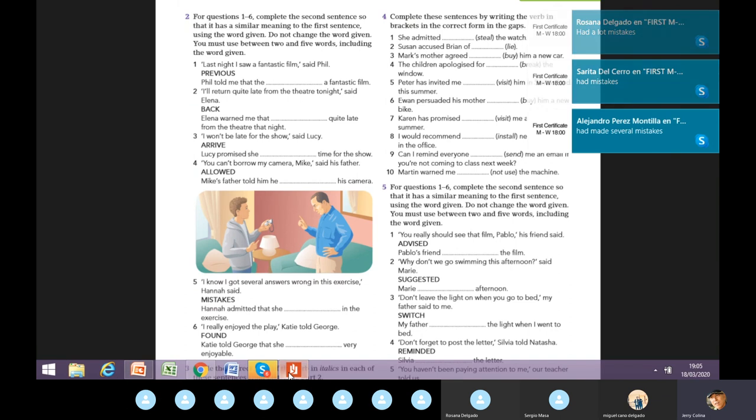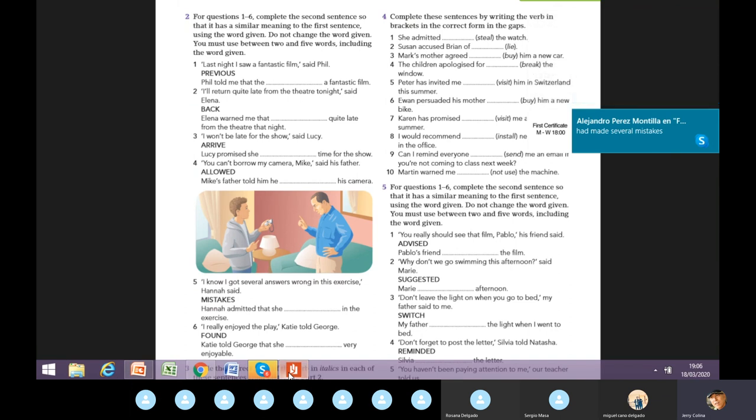Well, listen to this, my friends. With mistakes, the collocation is the verb make. Not get, not have. It's make. So the possible answers are, Hannah admitted that she made several mistakes. Several is important, because she uses several in the initial sentence. I repeat, Hannah admitted that she made several mistakes, or Hannah admitted that she had made several mistakes in the exercise.